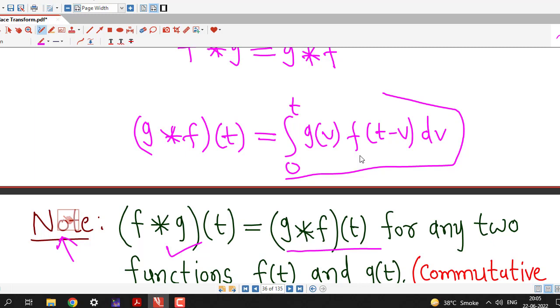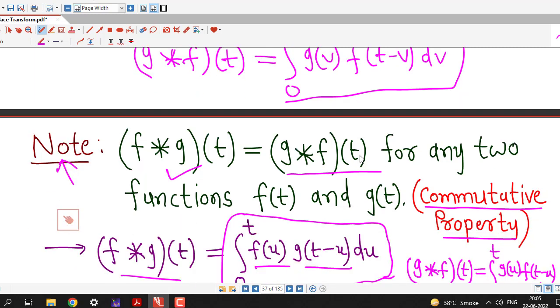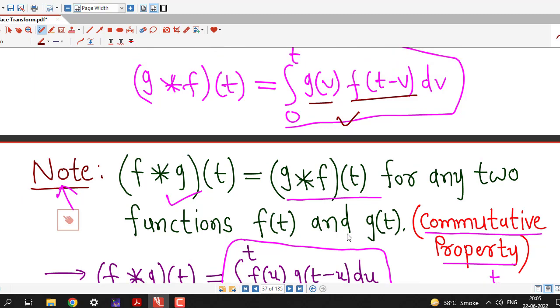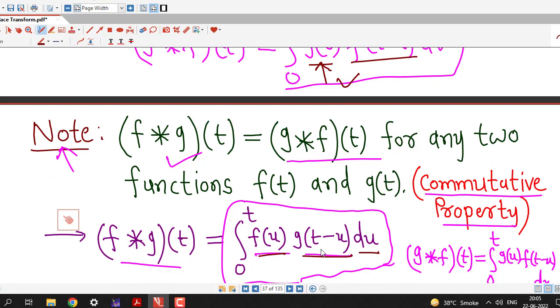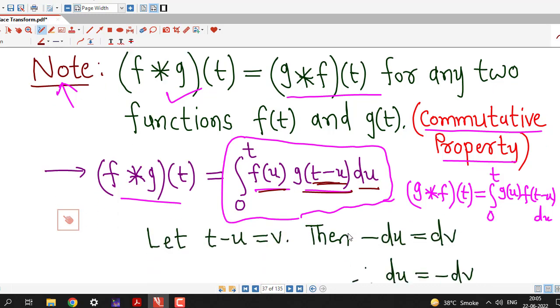So from this we can get the idea that if we compare these two, here we have g of v f of t minus v, and here we have f of u g of t minus u. So if we compare these two, then we may have the idea that we have to change our variable u to another variable, and here we require g of v. So this suggests that we consider the substitution for t minus u. We will assume t minus u equal to v, and then we will simplify.